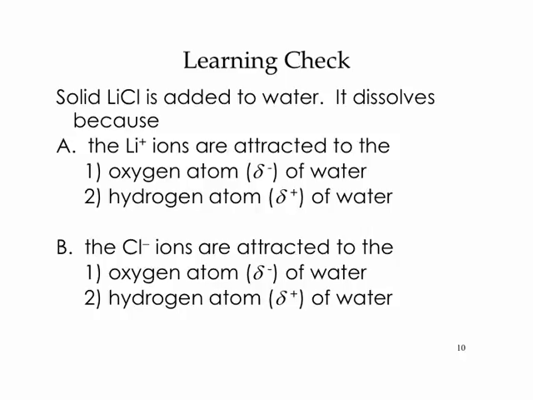B, how about the chloride ion? The chloride ion is negative, therefore it's going to be attracted to the hydrogen because of the partial positive on the water. Remember, this is an ionic compound and it's being ripped apart by the water. It's being hydrated so that you only end up with ions in solution.